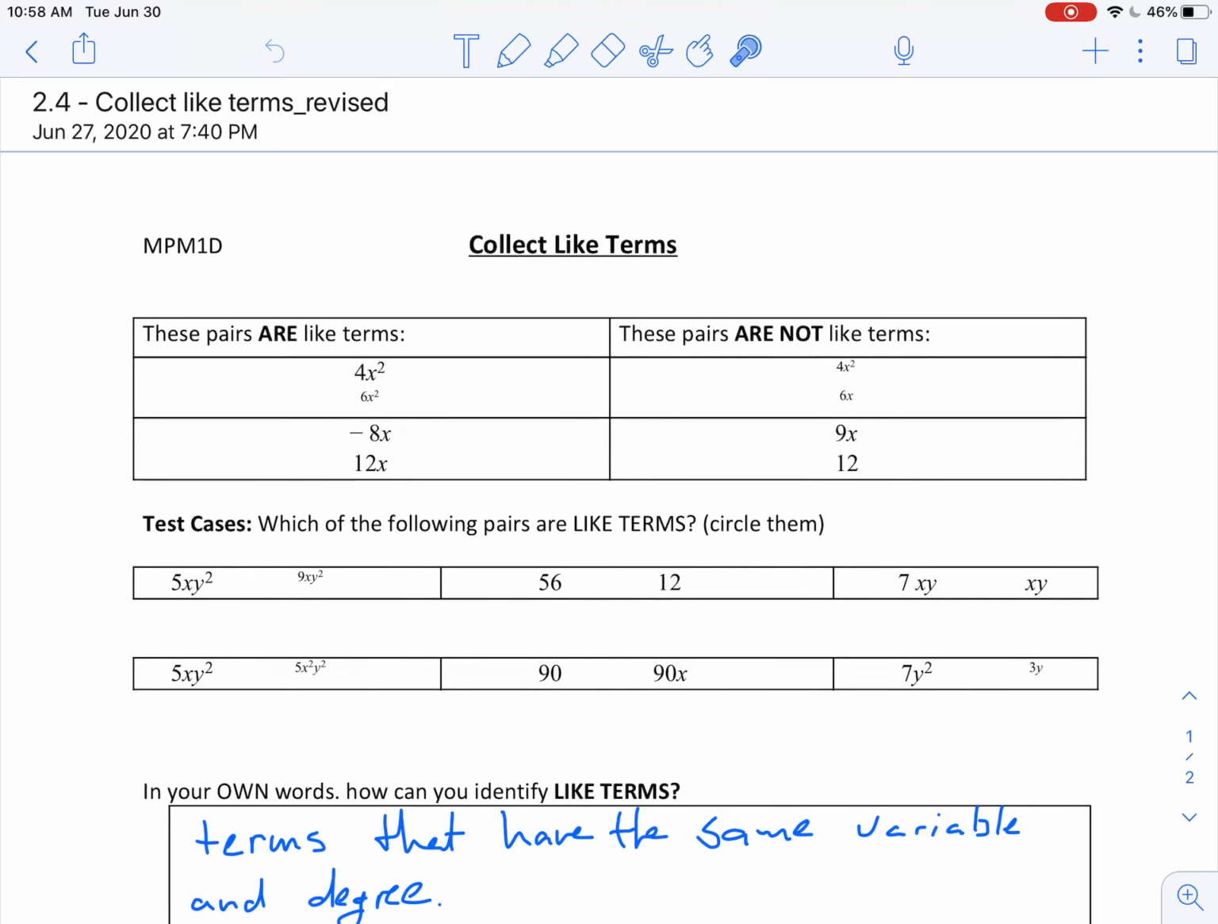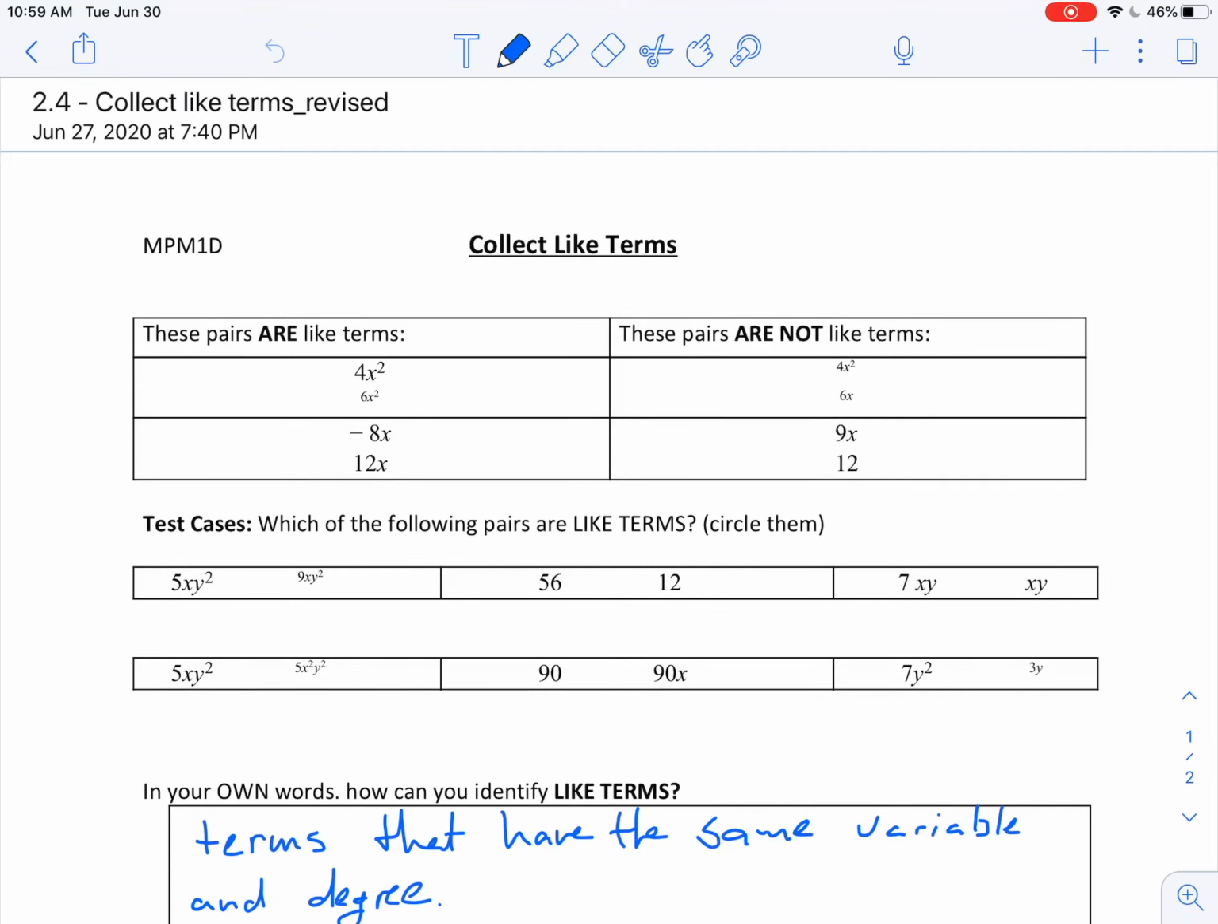We have some examples of pairs that are not like terms. 4x squared and 6x, 9x and 12. Okay, so we're kind of noticing something: the variable and the degree dictate whether or not terms are like. So, which of the following pairs are like terms? I'm looking for whether or not they have the same variable and the same degree.